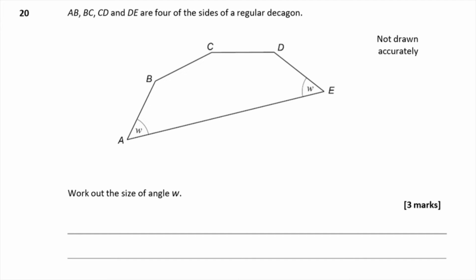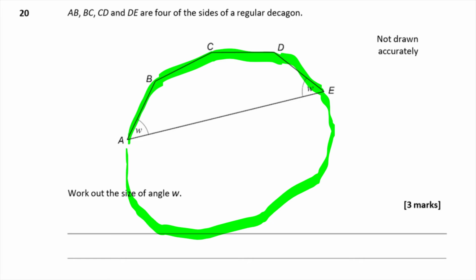Question 20. AB, BC, CD, and DE are 4 sides of a regular decagon. Work out the size of angle W. Okay, so we have a regular decagon. A decagon is a 10-sided shape. We've only got 4 of the sides shown here, so there would be another 5, 6, 7, 8, 9, 10. So it's a 10-sided shape of which part of it has been cut off, isn't it? We've cut a little bit of the decagon off, and it's left me with this shape here.